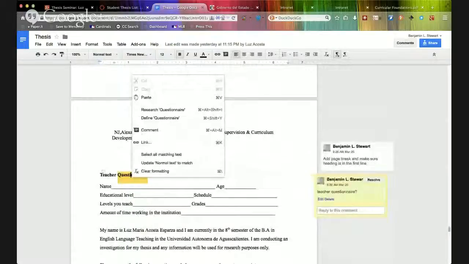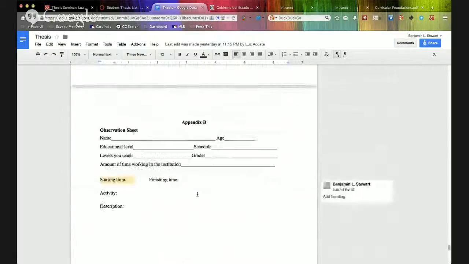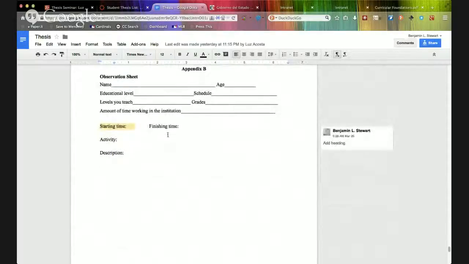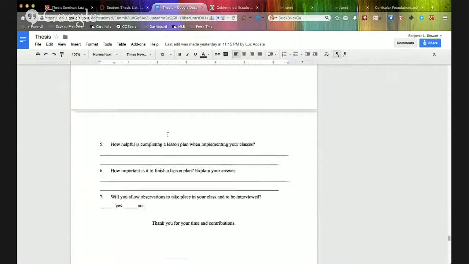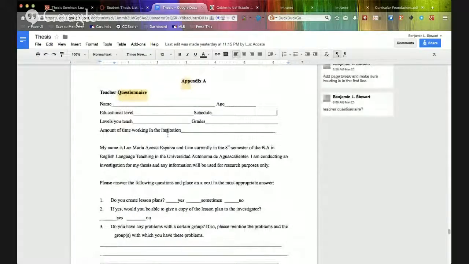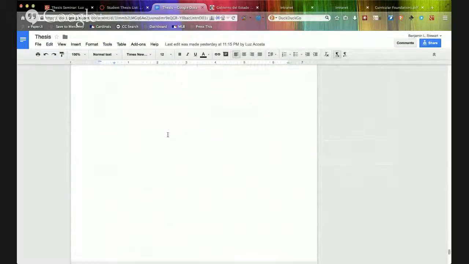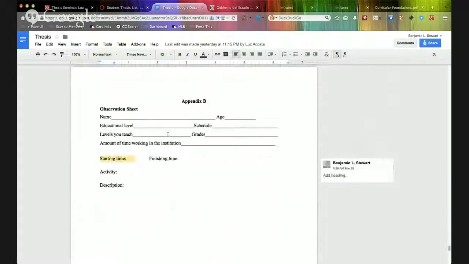Okay, I think you added this, right? Teacher question. I guess so. So you can delete my comment there. So just double check my comments here. It says add a heading, like what kind of heading? Did you add? No, that was my question. Because I put observation sheet, that would be the heading. Okay, this is okay, I think. Because that's like the way I have it.